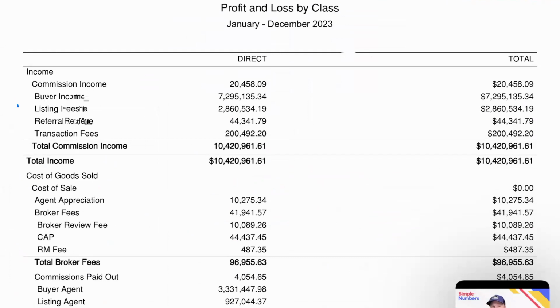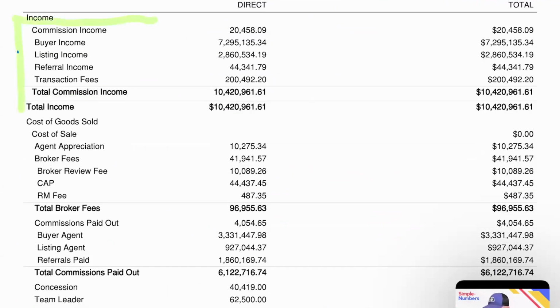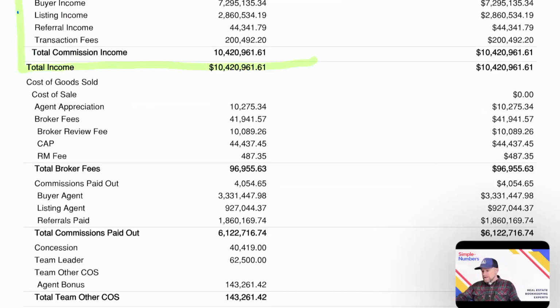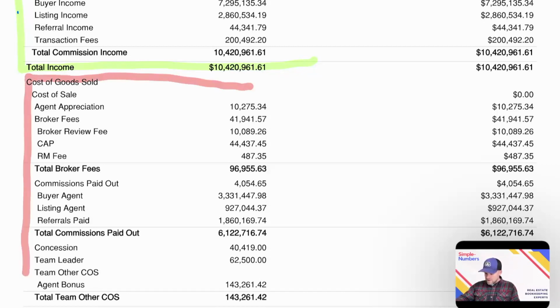But all of that to say, the first section is the income section, and it's going to show the total income. Second section is the costs of goods sold, which goes from here all the way down to here.